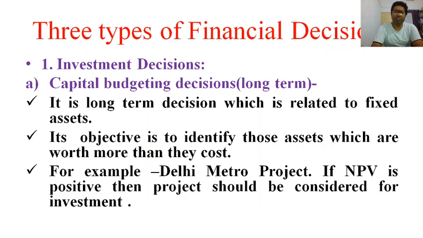Suppose we talk about DMRC, which is constructing the Delhi Metro. Whatever cost is involved in building the metro project, and whatever revenue is expected from the project, if revenue exceeds the cost, then we can say that the project is profitable. But we have to keep in mind the present value of the cash flows, that is cash inflow and cash outflow. If the difference between the present value of cash inflow and the present value of cash outflow is positive, then the project is regarded as acceptable. If cash inflow is lesser, it means NPV will be negative. In that case, the project should be rejected.